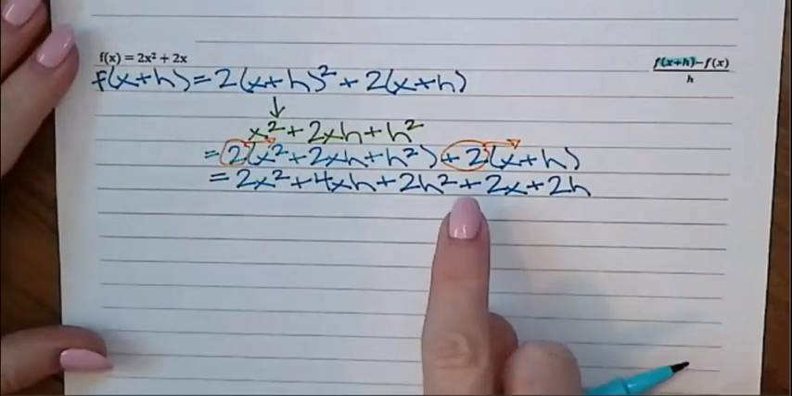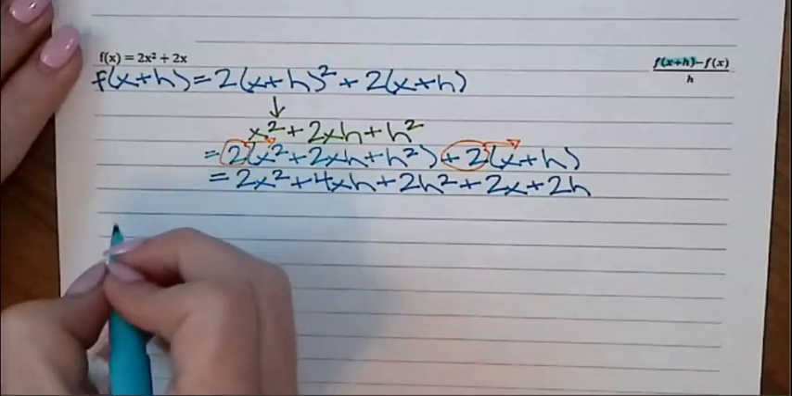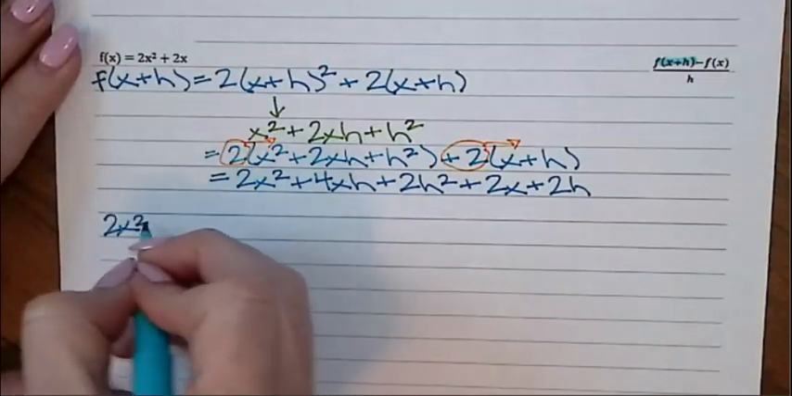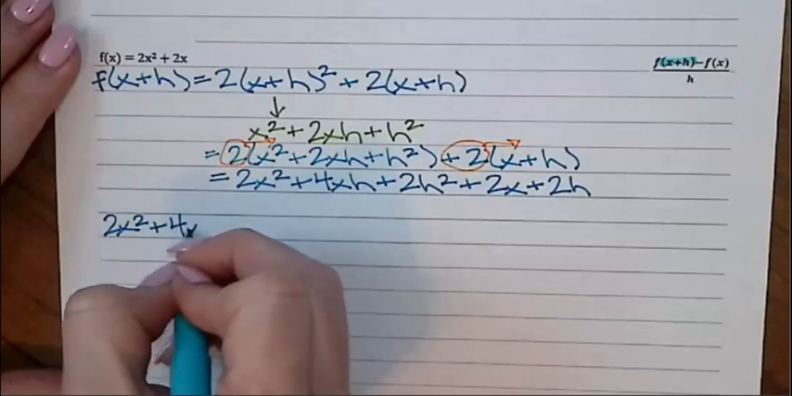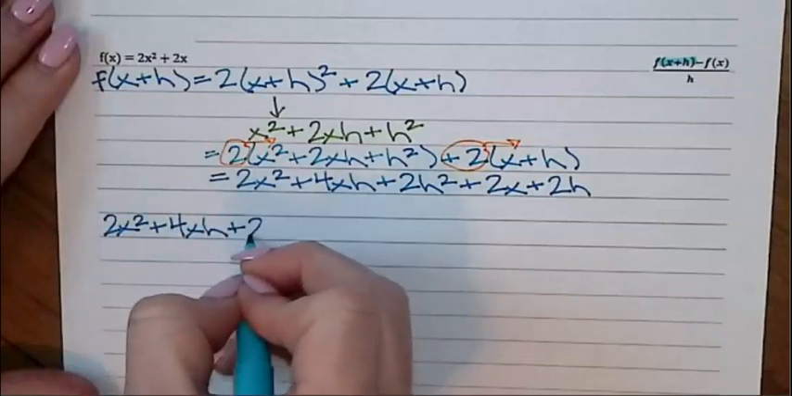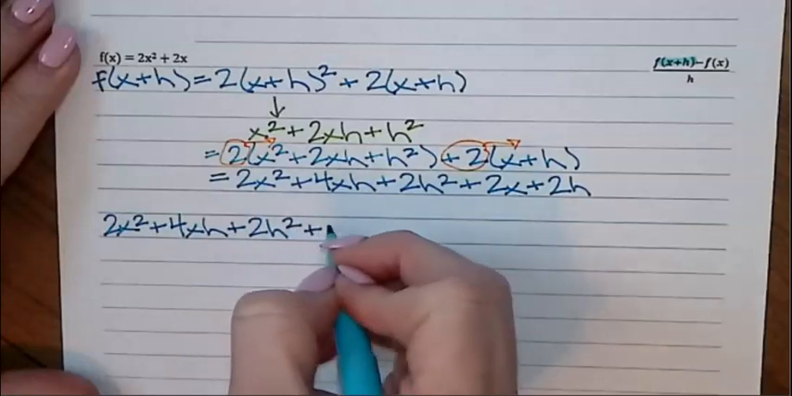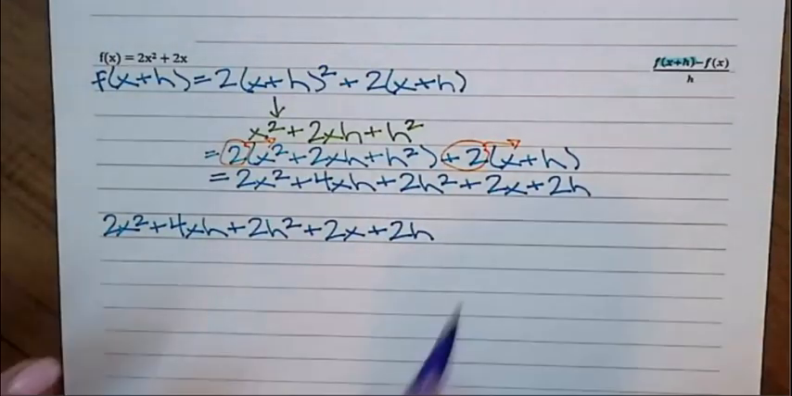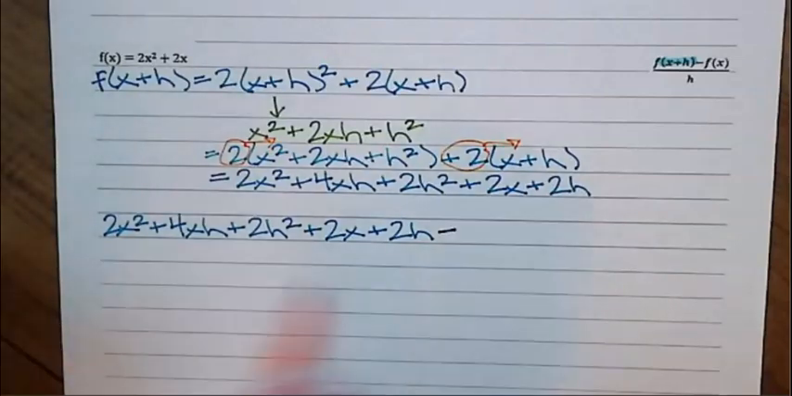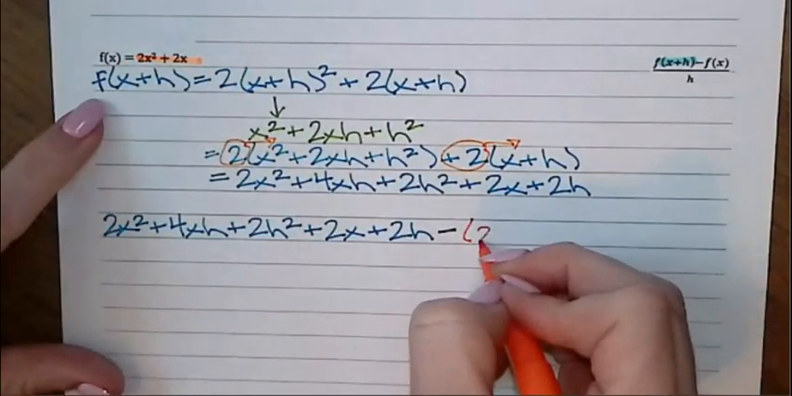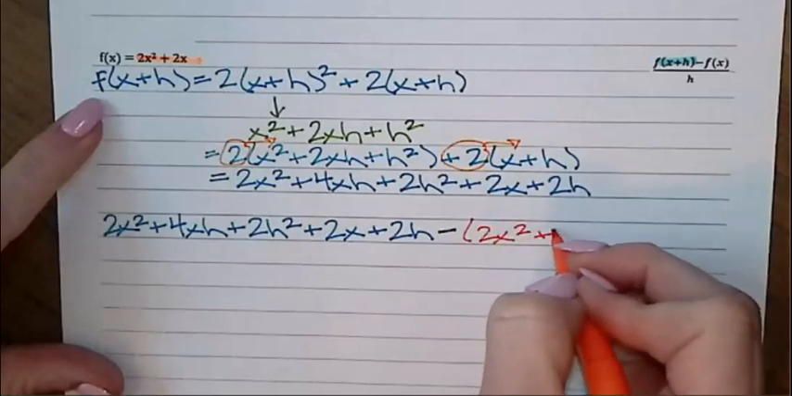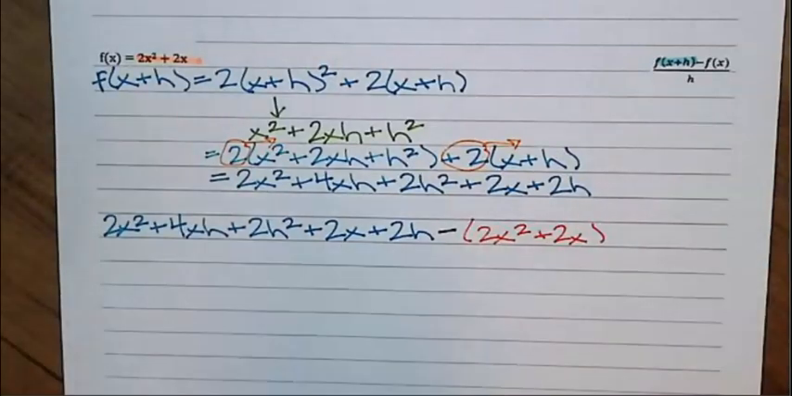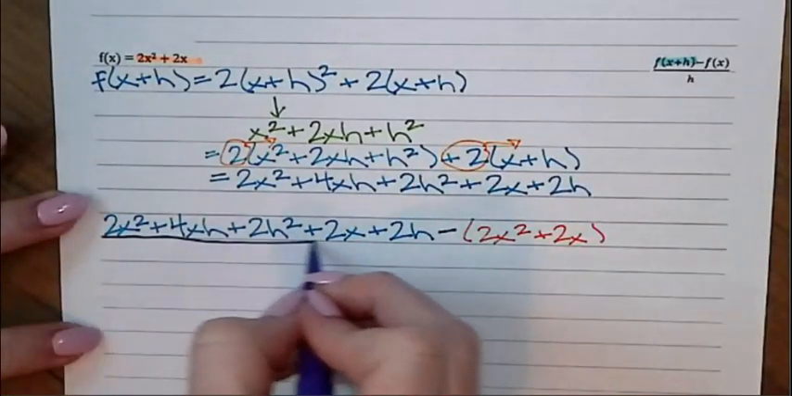So now we're ready to put this into this. So I have 2x squared plus 4xh plus 2h squared plus 2x plus 2h. And then I have minus my f of x, and my f of x is this guy. So minus 2x squared plus 2x, all over h. It's a long line.